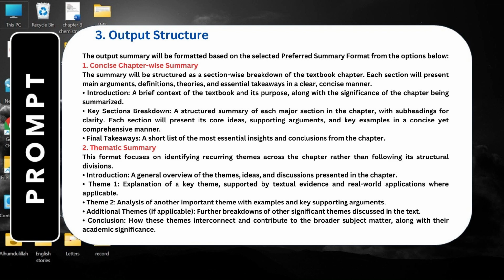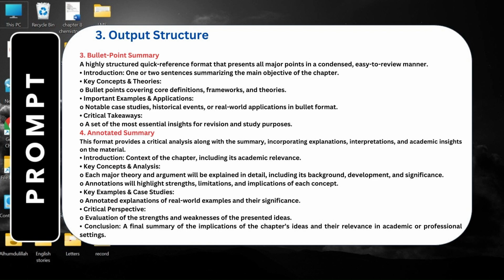The second type of preferred format is thematic summary. If the user selects thematic summaries, the summary should be theme based, like first of all the introduction of the section or the chapter, then themes, and then conclusion. For the bullet point summary, it would present all the major points in a condensed manner. For this, the structure would be first the introduction, then key concepts and theories. Bullet points would cover all the definitions and frameworks in this section. Then we have important examples and applications, and lastly critical takeaways.